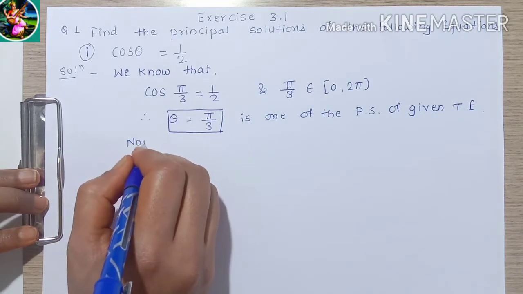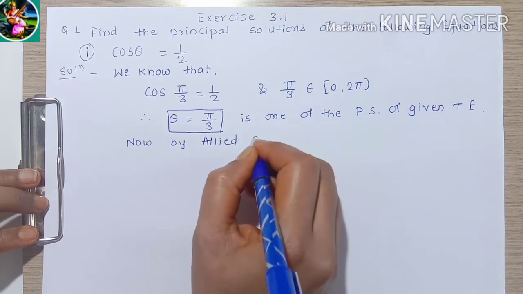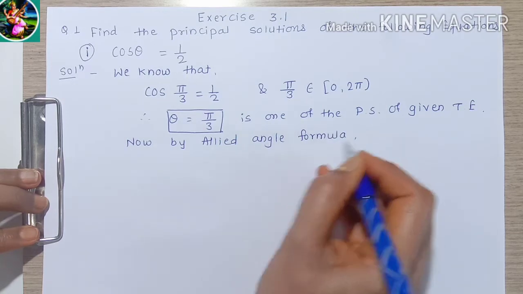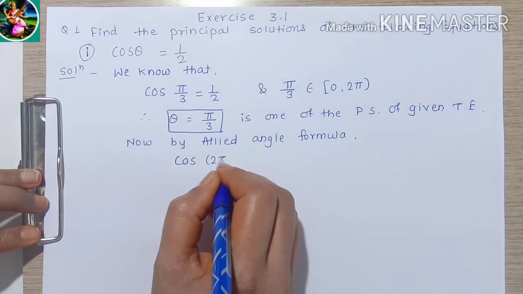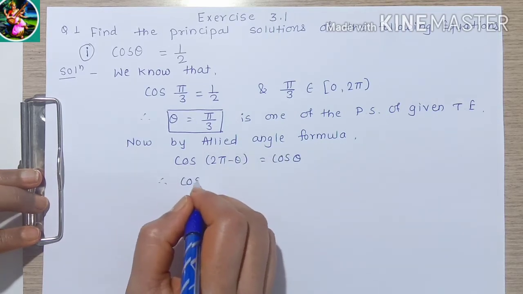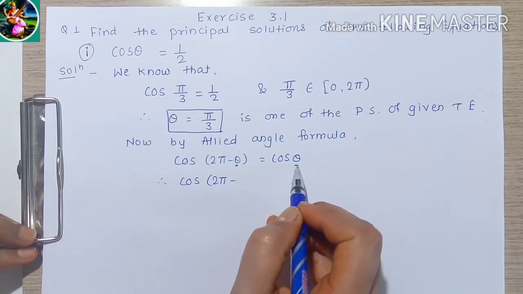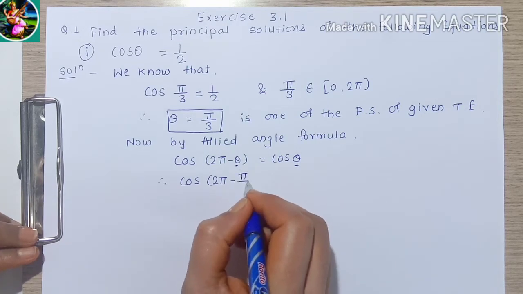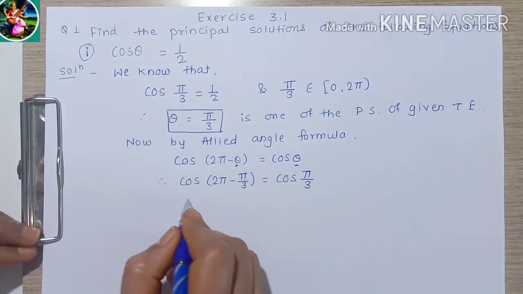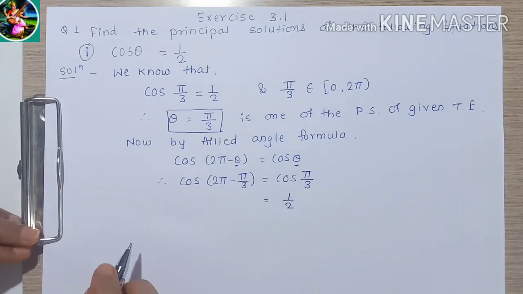Now, by allied angle formulae, cos of 2 pi minus theta is equal to cos theta. Therefore, cos of 2 pi minus pi by 3, here we replace both thetas by pi by 3, is equal to cos of pi by 3. As we know that cos of pi by 3 is 1 upon 2, therefore here we write 1 upon 2.